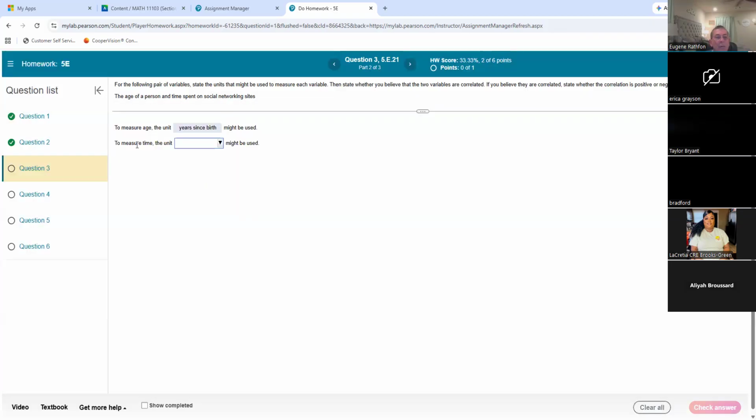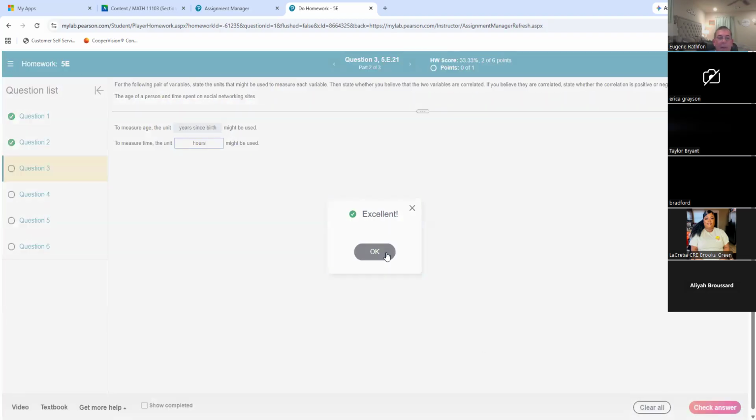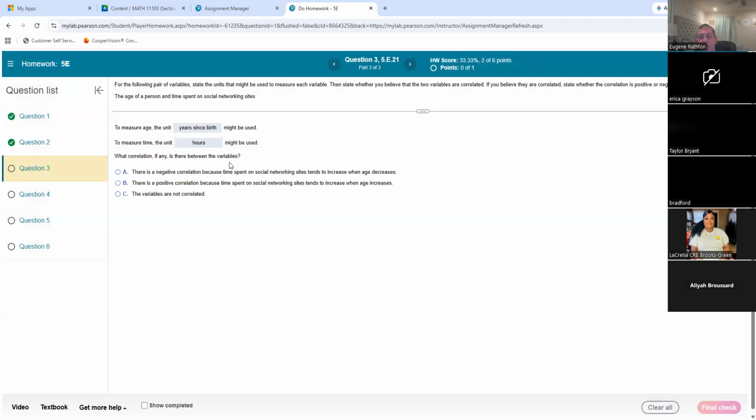All right, y'all. So to measure time, what unit would y'all use? Years since birth, hours, degrees Fahrenheit, minutes per website. So we're going to go hours on that. So what do y'all think? Do y'all think as age goes up and you get older and older, that time spent on social networking is going to go up or down? The older you get, will the time spent on social networking go up or down, y'all think?